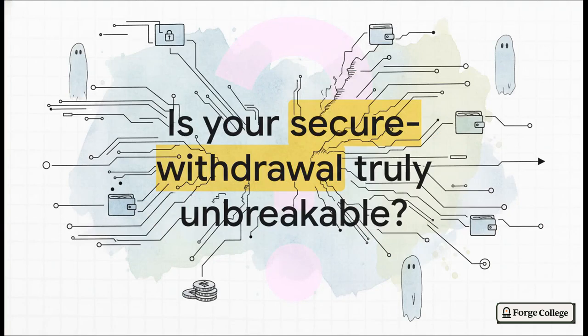Before we go, I want to leave you with one final thought to chew on as you start mapping out your threats. Look at the code you've written recently, or even the wallets you use every day. Ask yourself honestly, is your secure withdrawal sequence truly unbreakable, or is it really just untested? It's a slightly unnerving thought, isn't it? But honestly, that is exactly the baseline paranoia you need to build unbreakable smart contracts.